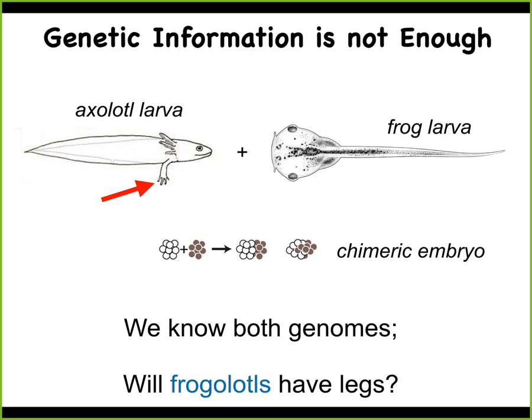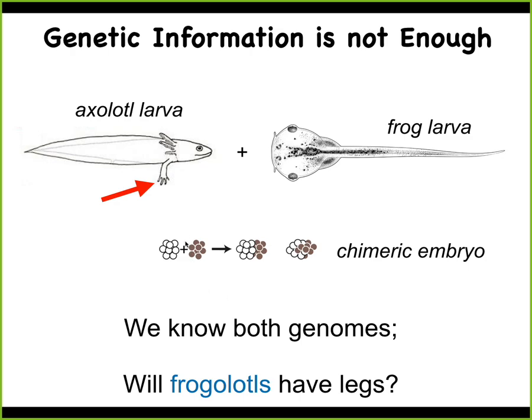Well, here's a very simple example. These are baby axolotls, and baby axolotls have little tiny forelegs. This is tadpoles of the frogs, Xenopus laevis. They do not have legs at this stage. In our lab, we make something known as a frogolotl, which is part frog, part axolotl.